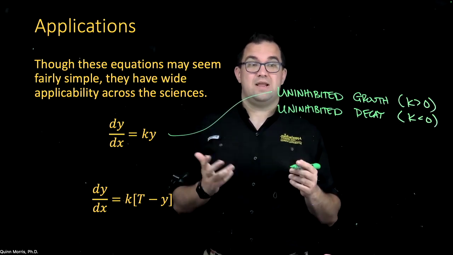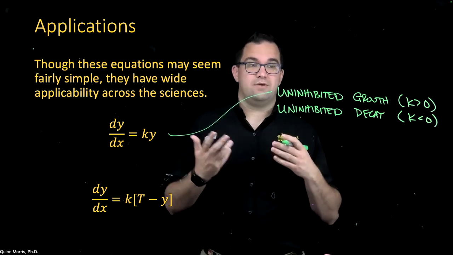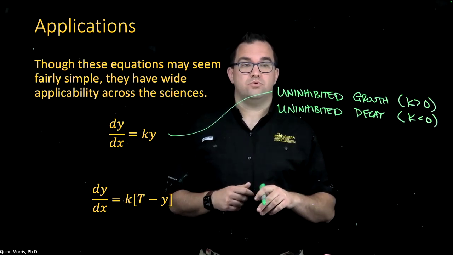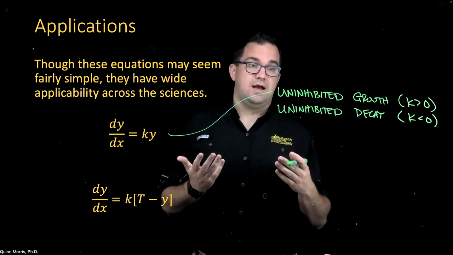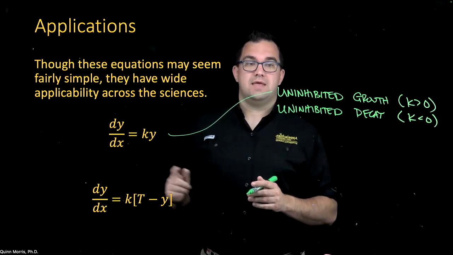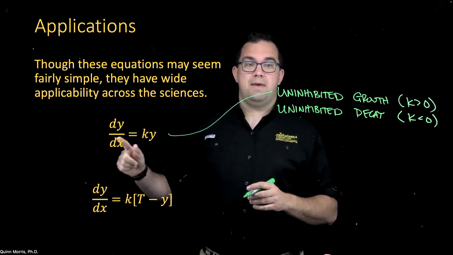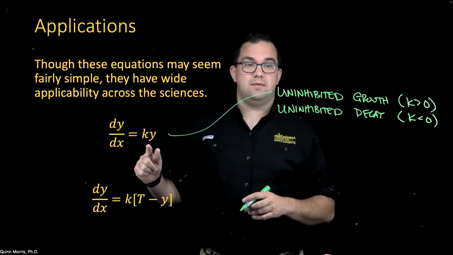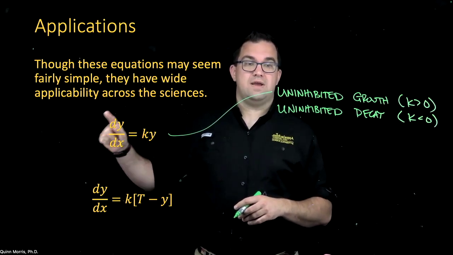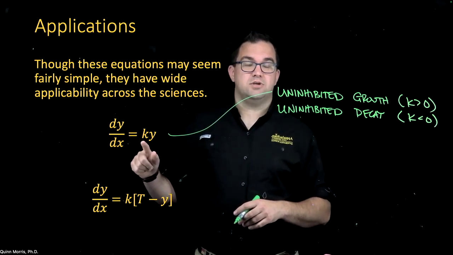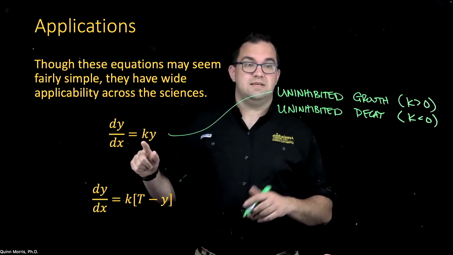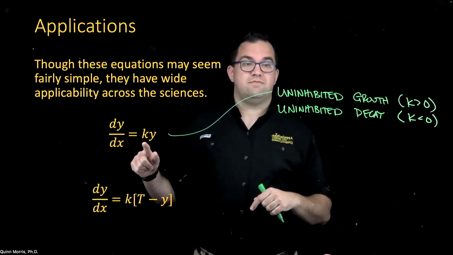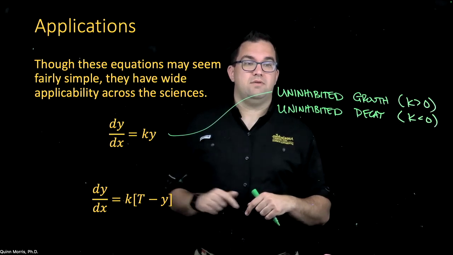You can also think about things like radioactive decay. Certain radioactive isotopes decay at a rate that is proportional to the amount of the isotope that's currently there. So in that case, Y would be your amount of radioactive isotope, X would again be time, and the rate of change of that radioactive isotope is negative because it's decreasing. It's proportional to some negative constant times the current amount of that isotope.